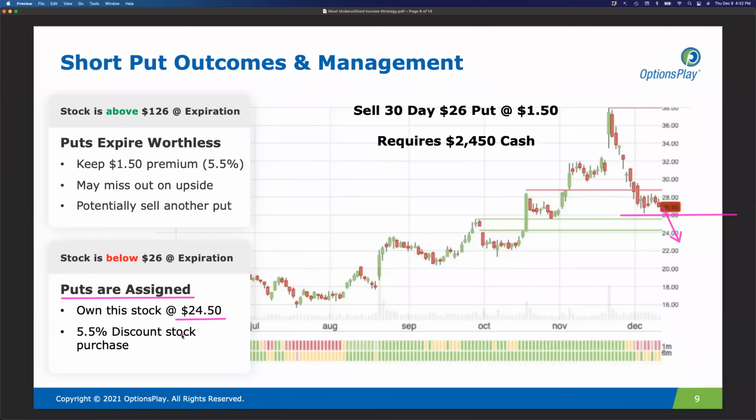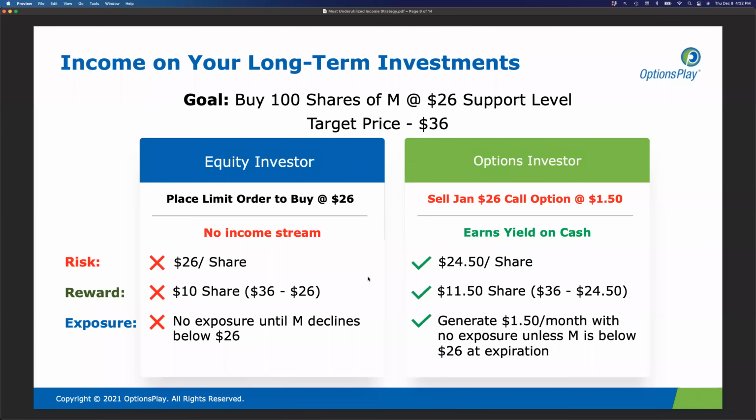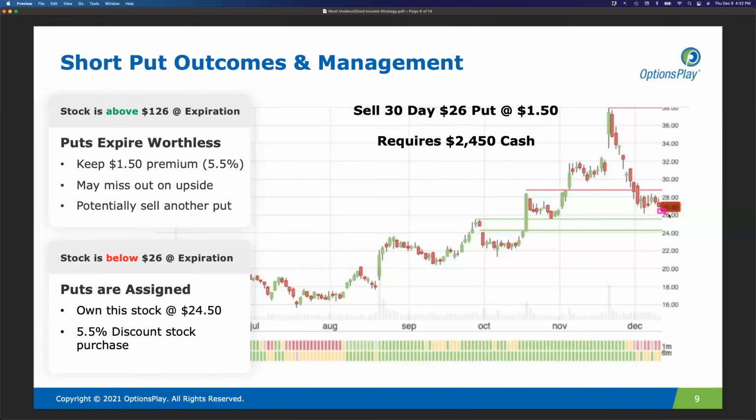So basically your two outcomes: you either keep 5.5% as yield, or you get a 5.5% discount on the stock that you wish to purchase. And it really just depends on whether the stock is above or below the strike price at expiration. Does that make sense? Please type 7 into the chat window if that makes sense to you. Perfect.